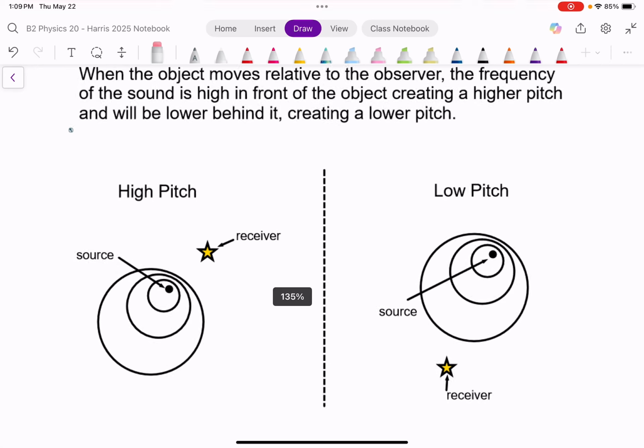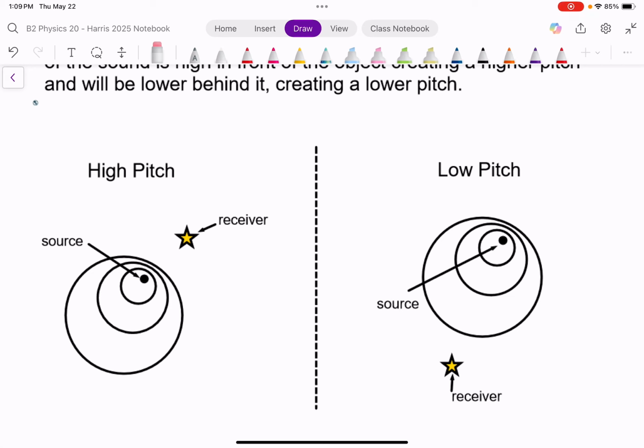You guys don't have this picture on here, so I want you to take a second to do a little bit of drawing of it. If the source was stationary, not moving, it would just have perfect circles around it, and any time one of these crests hit you, you would hear the same sound.